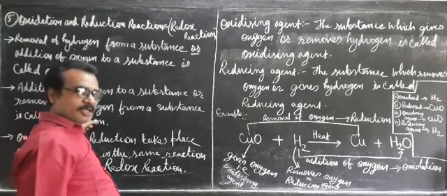So now we have understood what is oxidizing agent, reducing agent, oxidation and reduction. Now I will clarify everything with the help of one example. Now here I have given the example reaction between copper oxide and hydrogen.